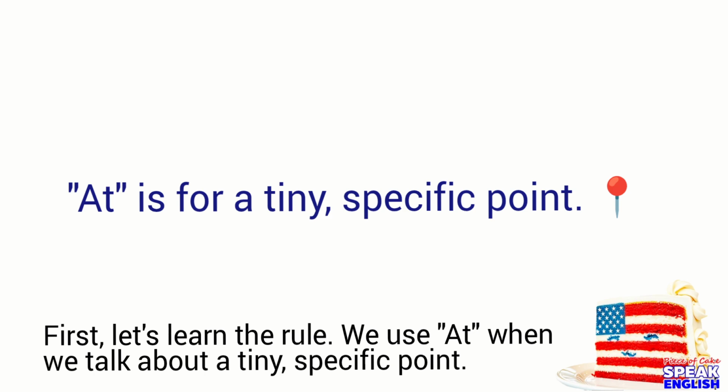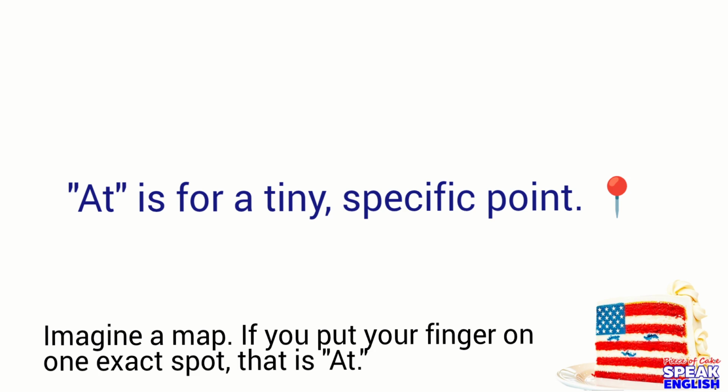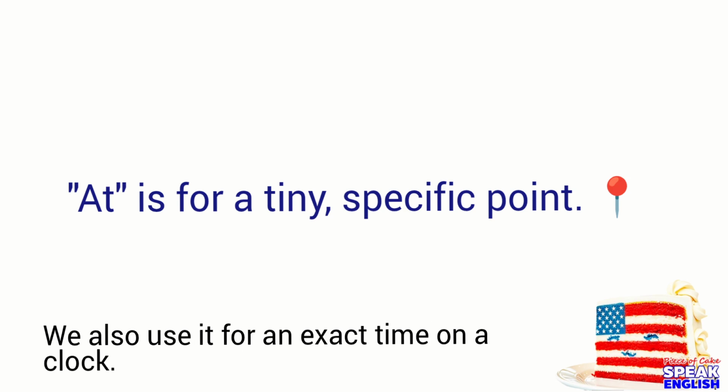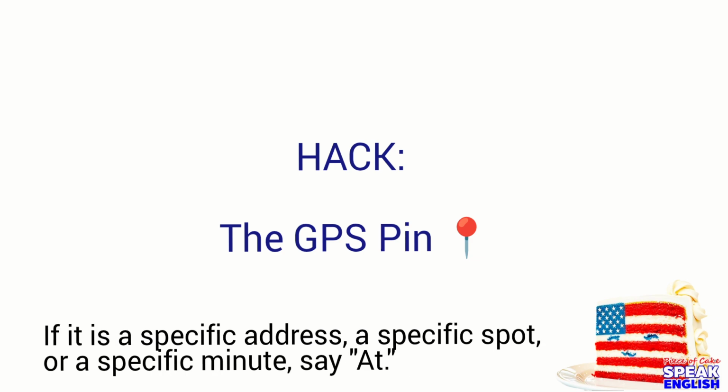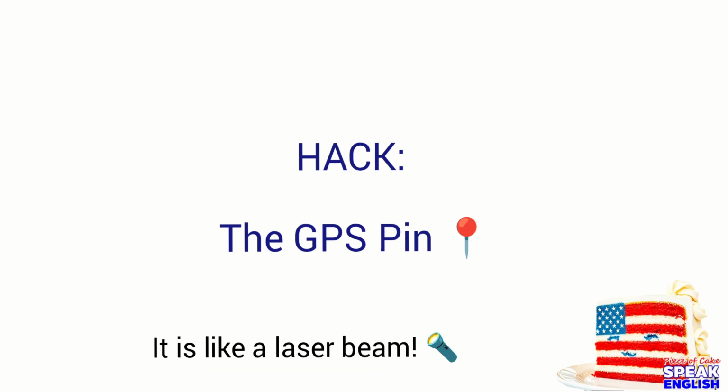First, let's learn the rule. We use "at" when we talk about a tiny, specific point. Imagine a map. If you put your finger on one exact spot, that is at. We also use it for an exact time on a clock. Here is an easy technique, the GPS pin. Use it like a pin on a map. If it is a specific address, a specific spot, or a specific minute, say at. It is like a laser beam.